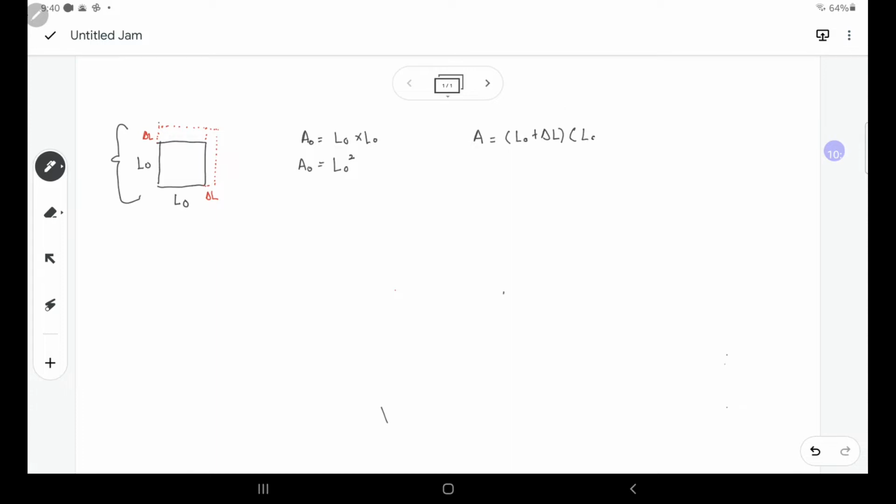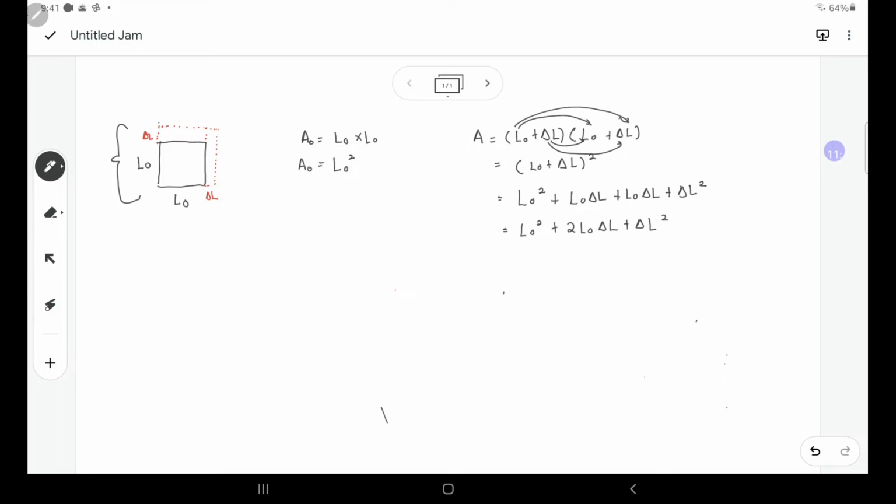So because the area is length times width, L naught we can also write like this one, times this one. Okay, you will get L naught square plus L naught delta L plus L naught delta L plus delta L square, or L naught square plus 2 L naught delta L plus delta L square.